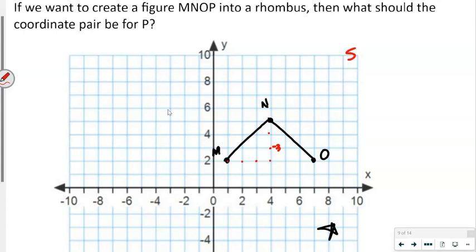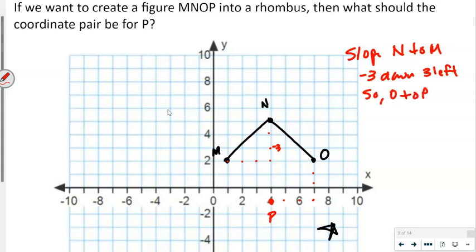So we're going to look at the slope from N to M. And so we went 3 down and 3 left. So that's what we're going to do from O. We're going to count 1, 2, 3 down. And we're going to count over 1, 2, 3 to the left. So this is where I think P is, okay? So again, we're going to go from O to P. That's what we're doing. Now we're going to check it by looking at the other slope, okay? So now we're going to look from N to O.